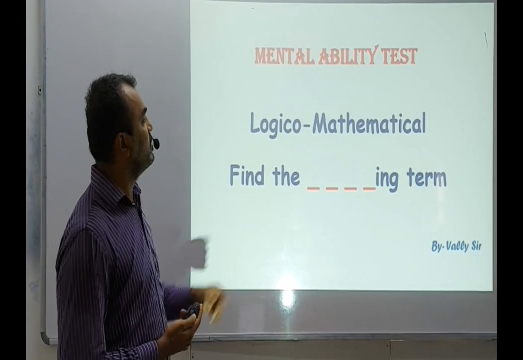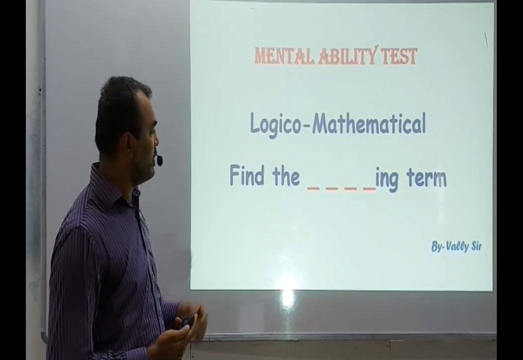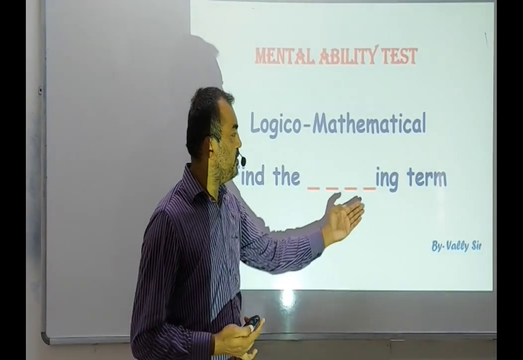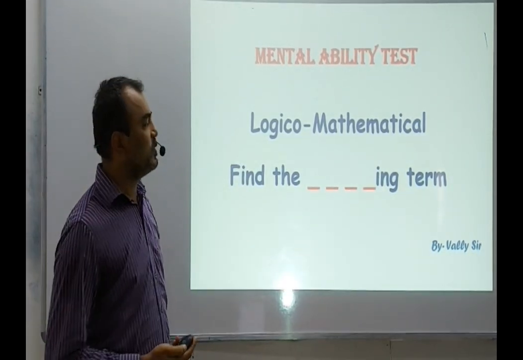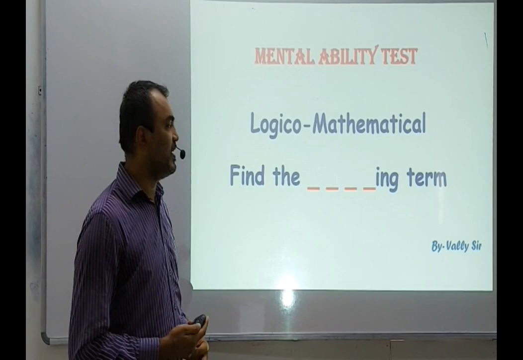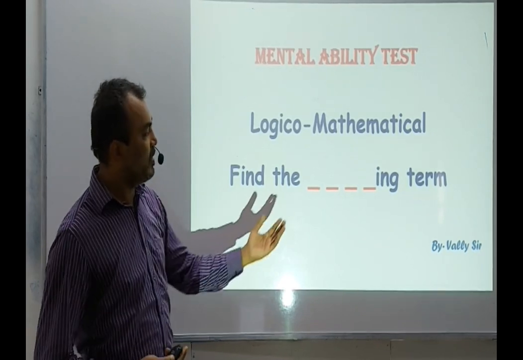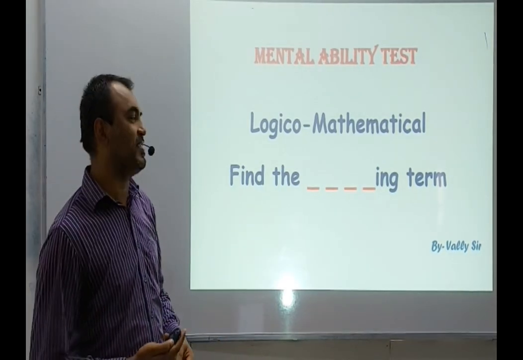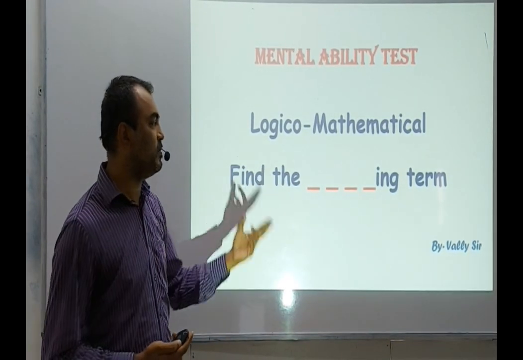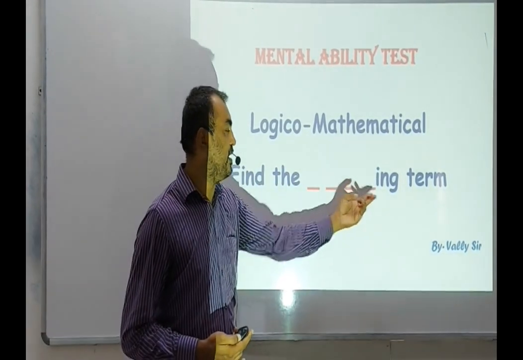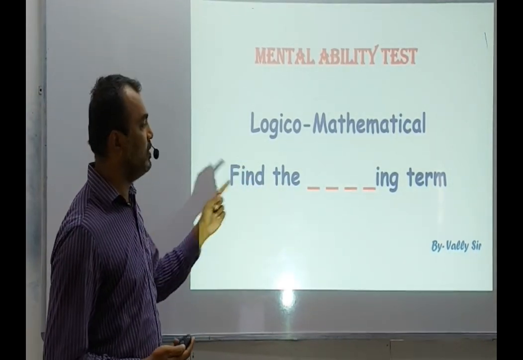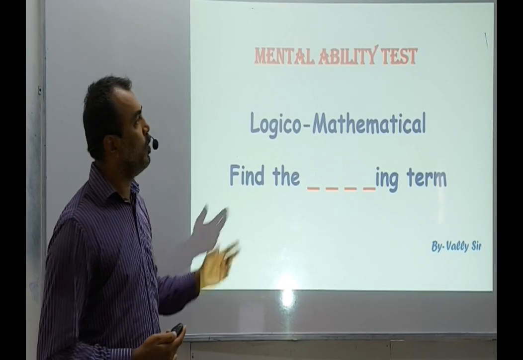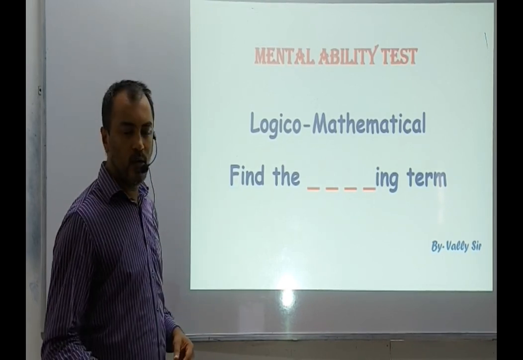So in the third lecture, the Logico-mathematical, I have started with it. Find the term. Which term are we going to find here? Can anyone tell me? There are 4 letters missing here: M-I-S-S-I-N-G. We are going to find the missing term. Now we'll see what kind of logic we are going to develop today.